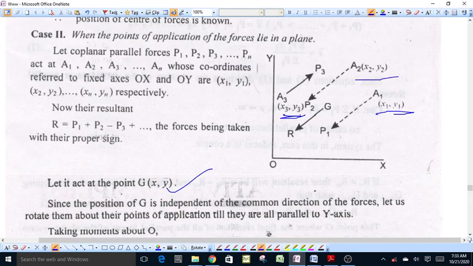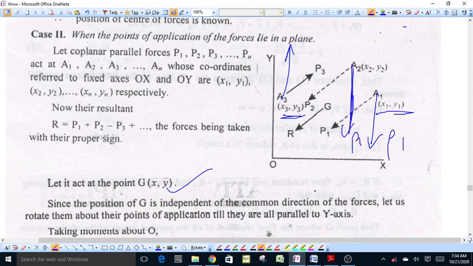When we rotate the plane in such a way that all the parallel forces become parallel to the y axis, then this will be P1, P2 will be parallel to the y axis, and P3 will also be parallel to the y axis. This is P1, this is P2, P3, and this will be the resultant R.